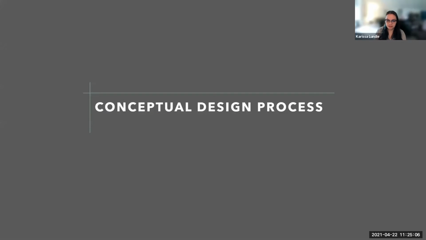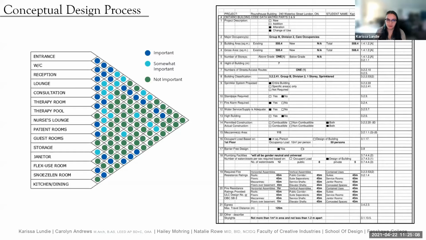For my conceptual design process, I'm just going to really quickly go back through my preliminary work. I started with an adjacency matrix for spatial planning, and also filling out the OBC matrix to ensure that I was following code throughout the process and see where I could add additional accessible features.